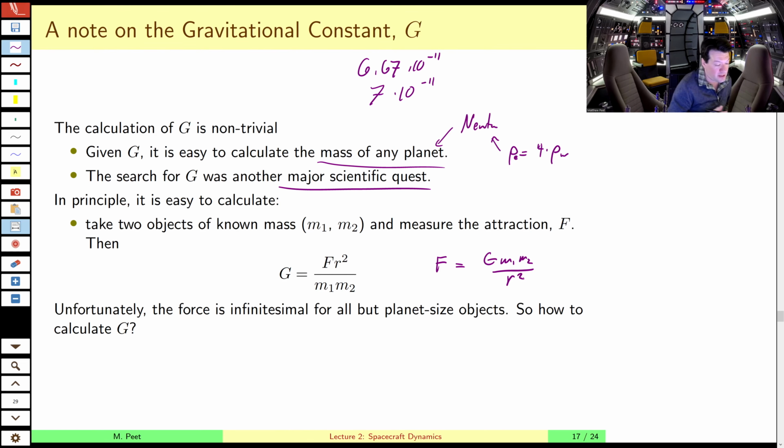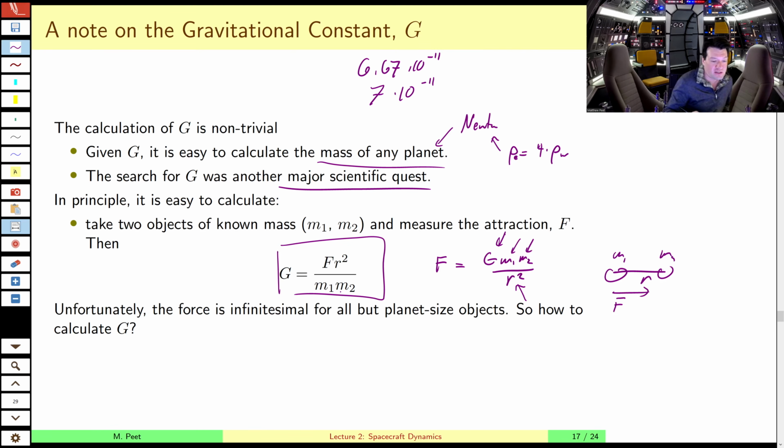And well, how do you figure out G? Well, you take 2 masses of known mass, you put them a distance r from each other: mass 1, mass 2, here's r, and you measure the force exerted on them. You measure the force, you know r, you know m1 and m2, and so you can just figure out what G is by dividing force by the masses and multiplying by the square of the distance.